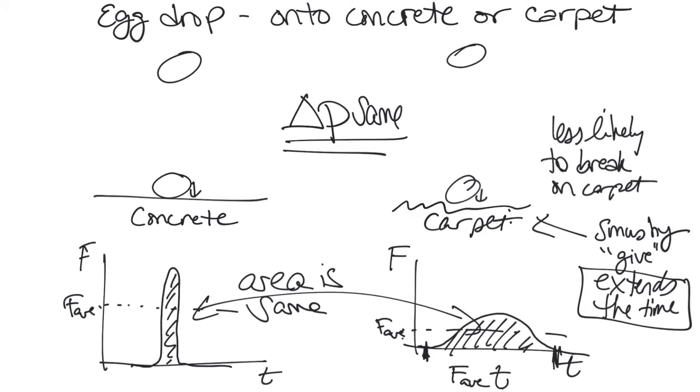And literally you can write it like this. This is what I do with my conceptual classes. You've got a little tiny time on the concrete, and so you need a big force, but the carpet gives you a big time, so you only need a little force, because the product of those has to be the same. You can probably think about 12 different ways that this applies in real life, and I will pause to ask you to write two examples of other places you see this.